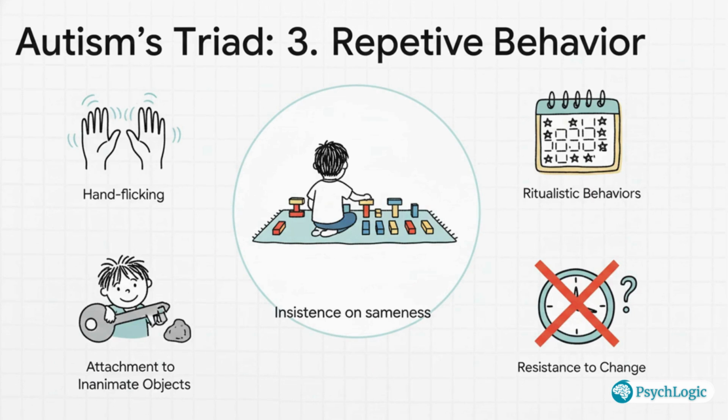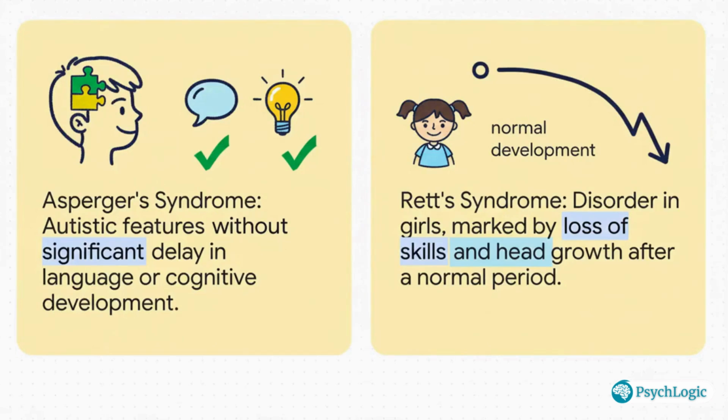It can also mean a really strong need for sameness and routine, where even a small change can be incredibly upsetting. The textbook also touches on a couple of related conditions. One is Asperger's syndrome, which involves many of the same social challenges as autism, but without the early delays in language. It's worth pointing out that today, this is usually diagnosed under the bigger umbrella of autism spectrum disorder. And then there's Rett syndrome, which is a very different genetic disorder seen only in girls, where they actually lose skills they once had after a period of typical development.